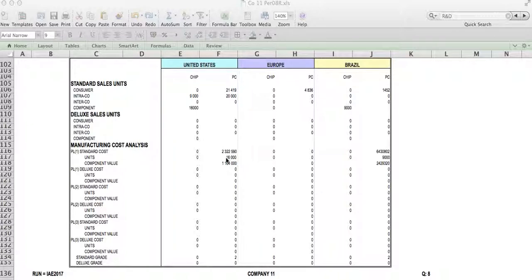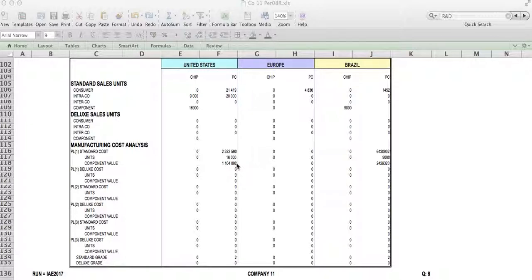So they have produced 16,000 PCs, that's the number of units. The total cost for that, direct cost, actually the variable cost, is 2,322,590. So if you want to know the cost per unit, the variable cost per unit, you just have to divide this figure by this one.